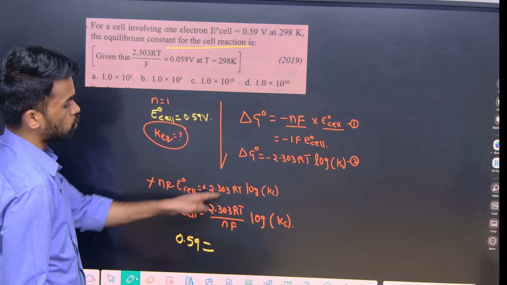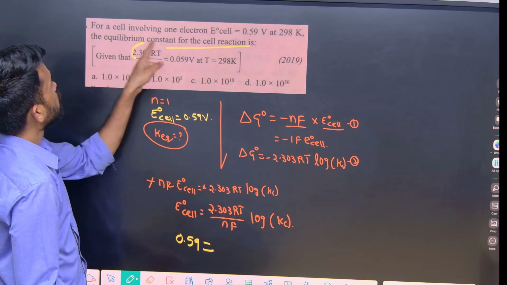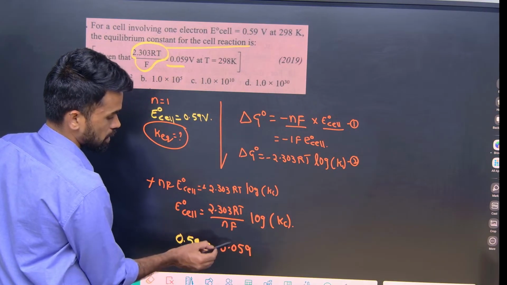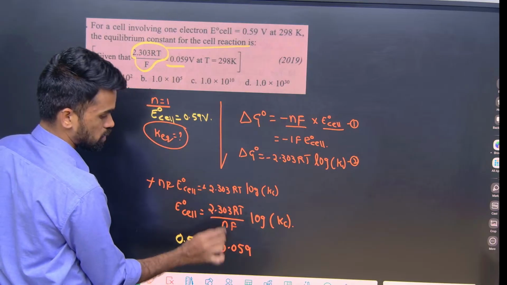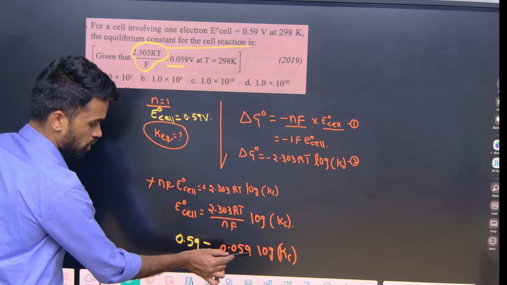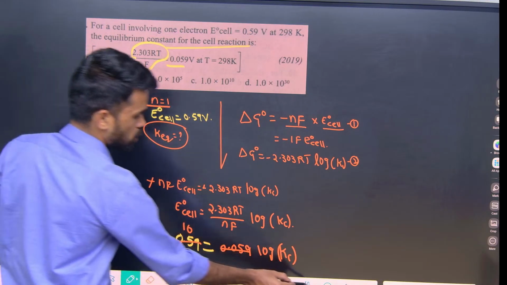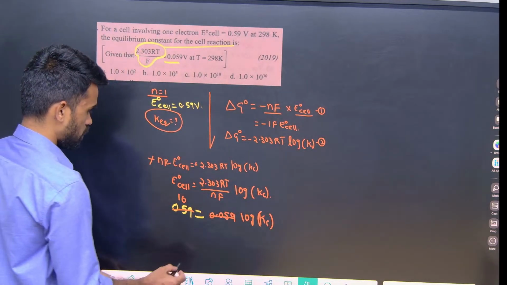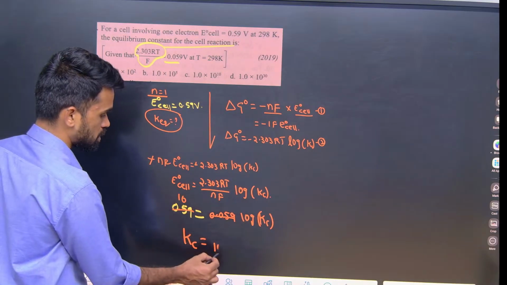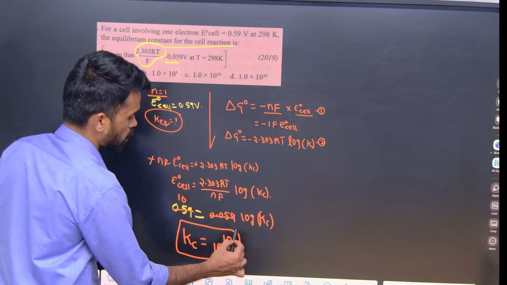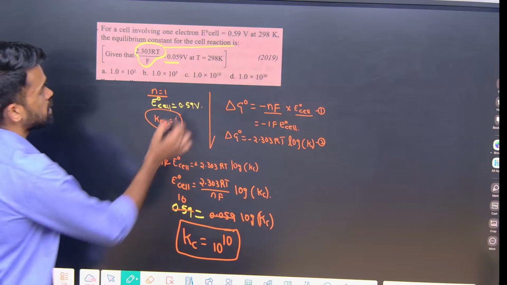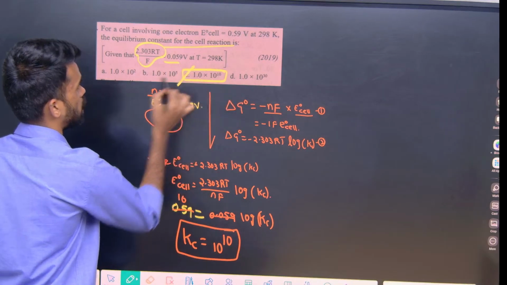And what about this whole simplified value? They have mentioned this answer as 0.059 by N. The number of electrons is only 1 now, so N equals 1 in the denominator, log Kc. So this is a bigger value now, how many times bigger? 10 times. So we got log Kc as 10. So from here, Kc, the equilibrium constant, equals base 10 to the power 10. So what is our answer here? Kc is equal to 10 to the power 10. So here we have option C as 1 into 10 power 10. That is your answer for the discussion.